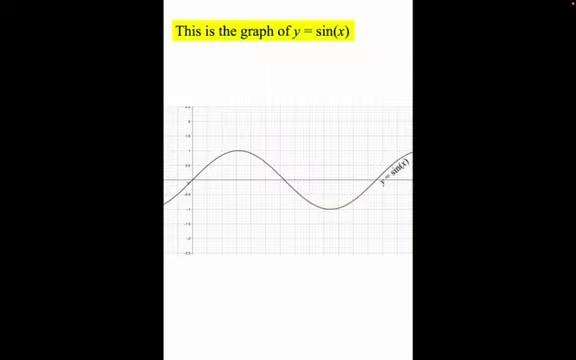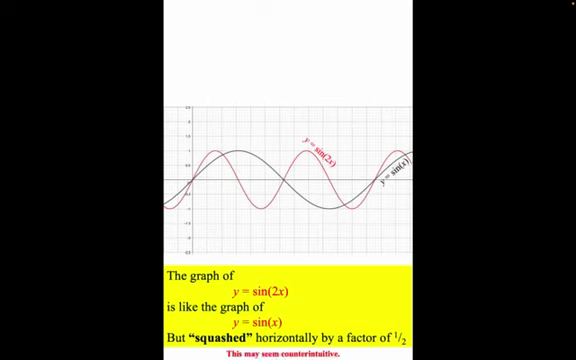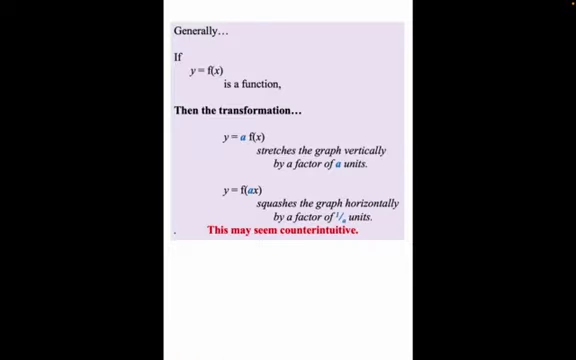This is the graph of y equals sine x. The graph of y equals 2 sine x is like the graph of y equals sine x, but stretched vertically by a factor of 2. The graph of y equals sine of 2x is like the graph of y equals sine x, but squashed horizontally by a factor of 1 over 2. This may seem counterintuitive.